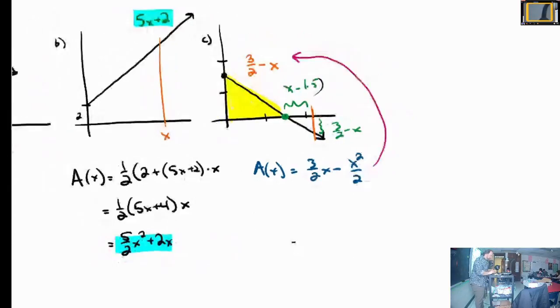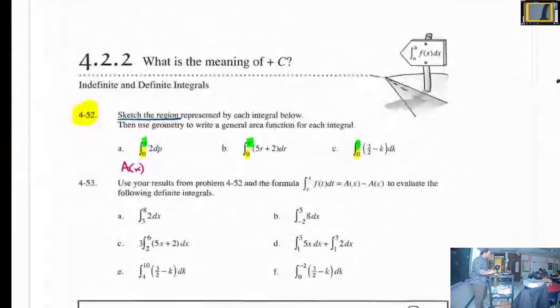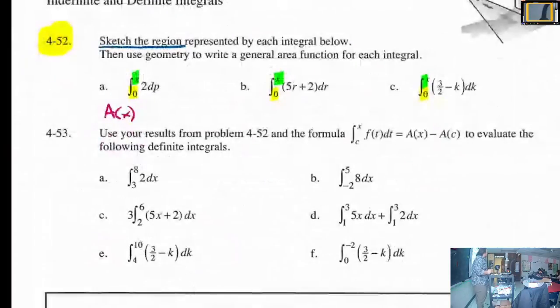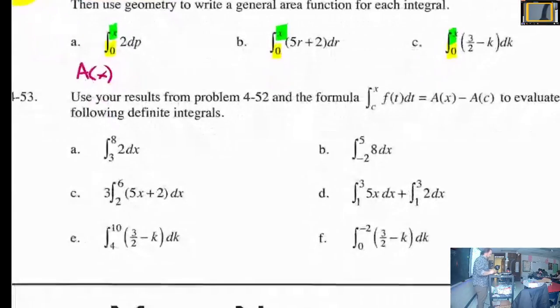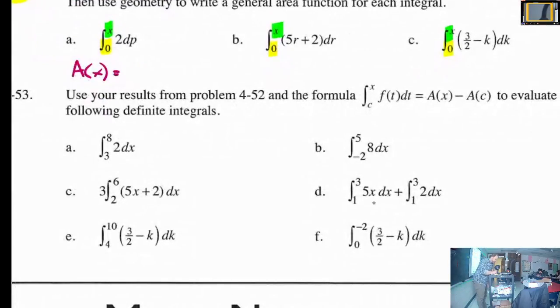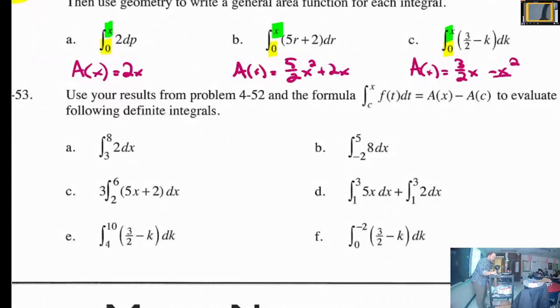Anyway, we have to have those 3 written down somewhere right underneath these 3 problems right here, because the next thing I'm going to give you is a bunch of other problems to look at. There are 6 of these altogether. I promise you, they're actually relatively simple problems. But first of all, they depend on you having the correct answer for all of the 3 above problems. This is just 2x. This one was 5 over 2 x squared plus 2x. And this one was 3 over 2 x minus x squared over 2.